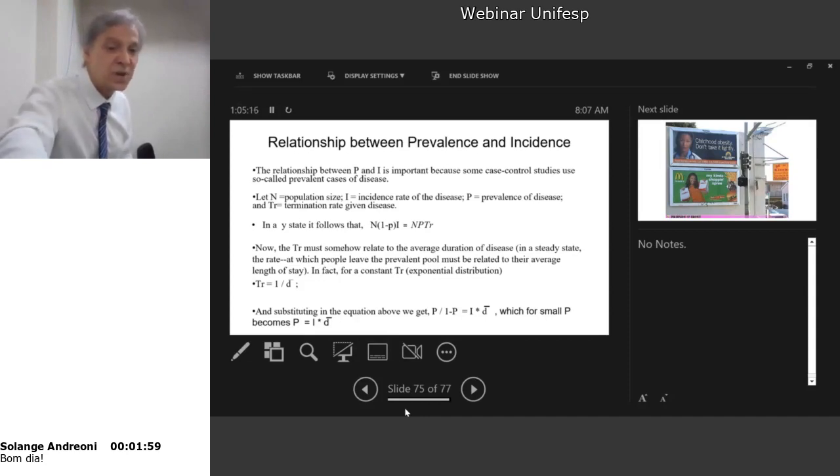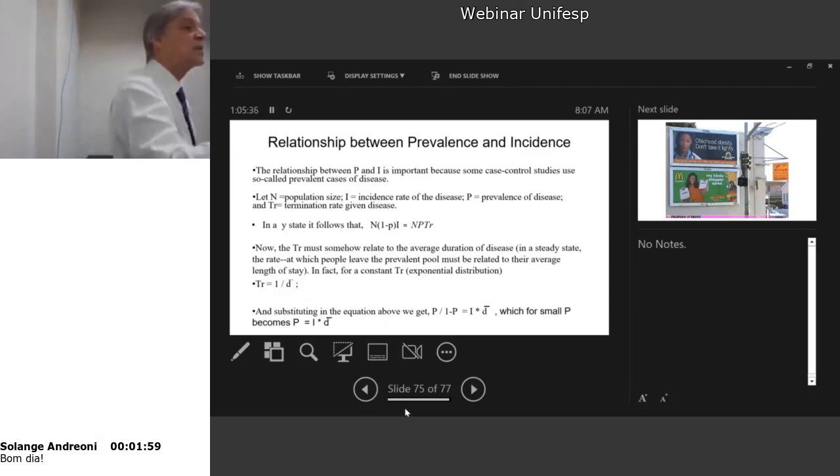The real equation is the one on the top: N1 minus PI, NPT, that's percent time, sub R. There's an R, there's a rate there. You can see the terms here: termination rate, population size, incidence rate, and prevalence of disease. You can follow that. Just remember, the prevalence is more or less the incidence, the number of new cases.